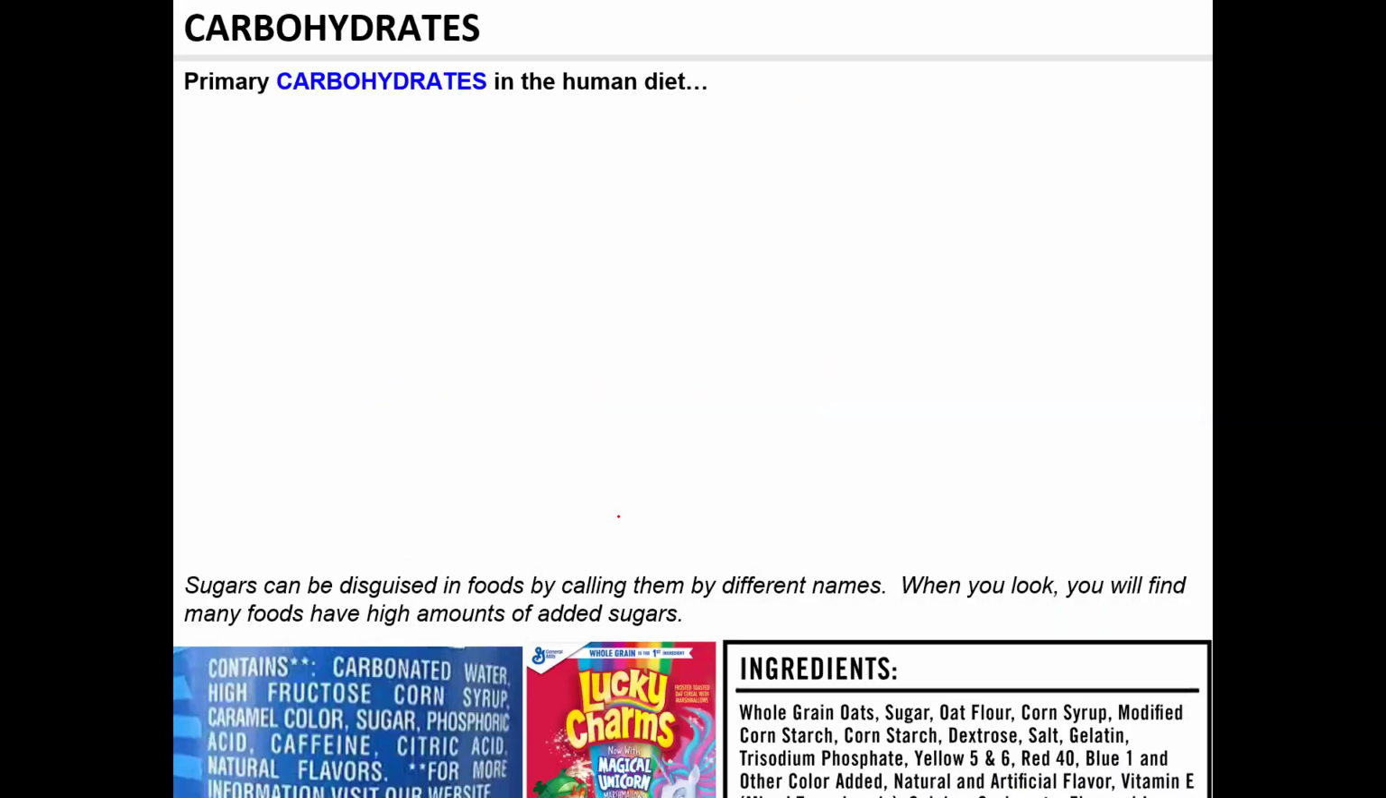All right, let's now check out exactly what types of carbohydrates we can typically see in our everyday diet and where they show up in food. Glucose is one of the most common sugars that we can find in many different things, and it's also known as dextrose. If we take a look at our example here for Lucky Charms, in the ingredients list you can see whole grains, oats, sugar, oat flour, corn syrup, modified starch, cornstarch, and then dextrose right here.